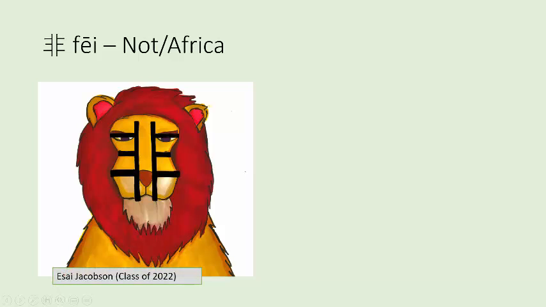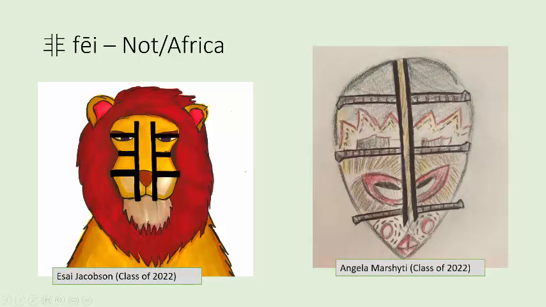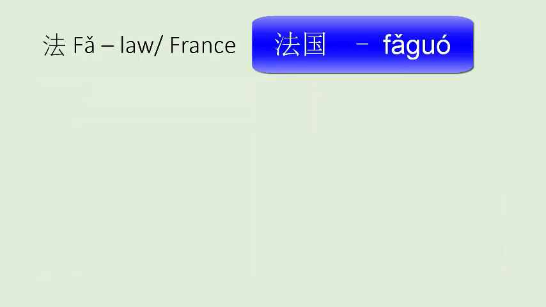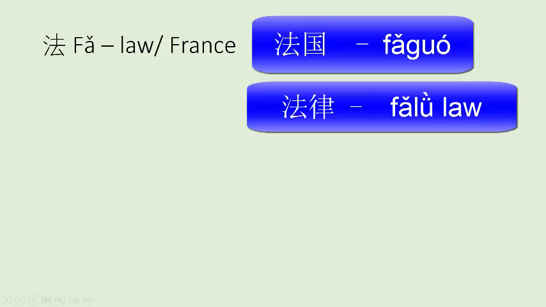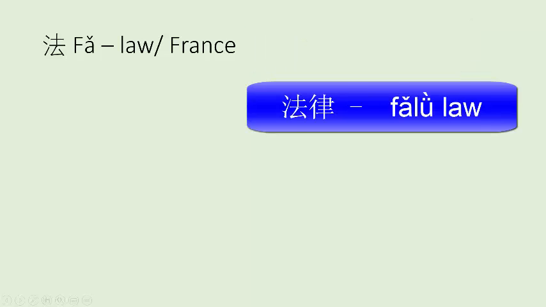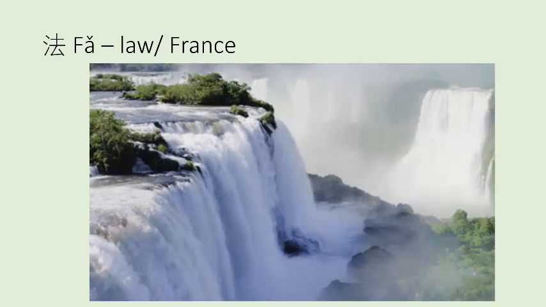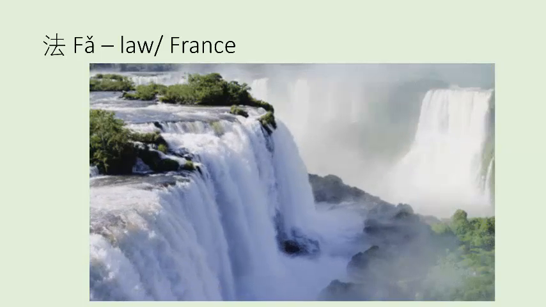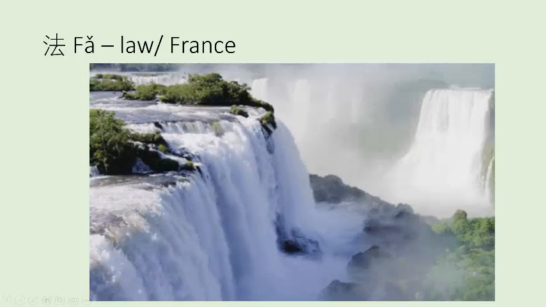So I had 2 students illustrate it for me. Fēi. Fǎ, part of France, Fǎguó, originally meant law, and it combines the water and go radicals, because water always goes to the lowest point. It's a law. Water never goes up. You'll never see this. That's a law. It only happens with special effects.